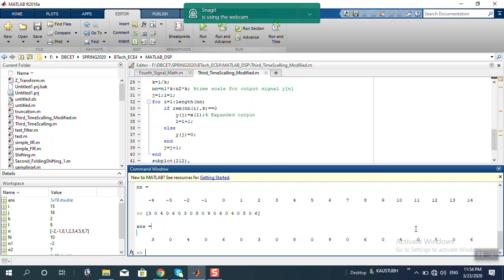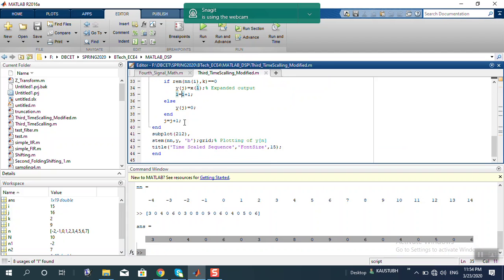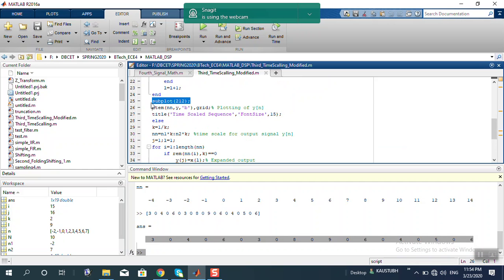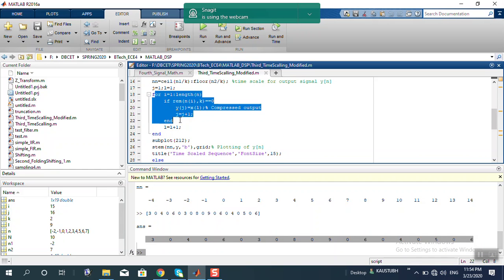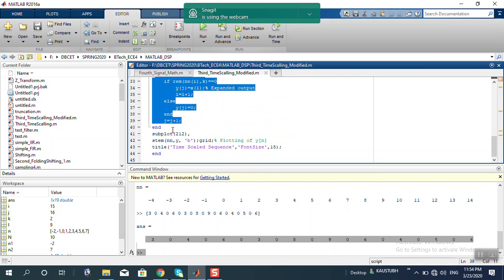So finally you'll get this value as a result, and ultimately this subplot. We are using the same subplot command here as there. Why? Because either this part or this part will be executed, not both simultaneously. So that's all for the time scaling. Now we'll see the results.